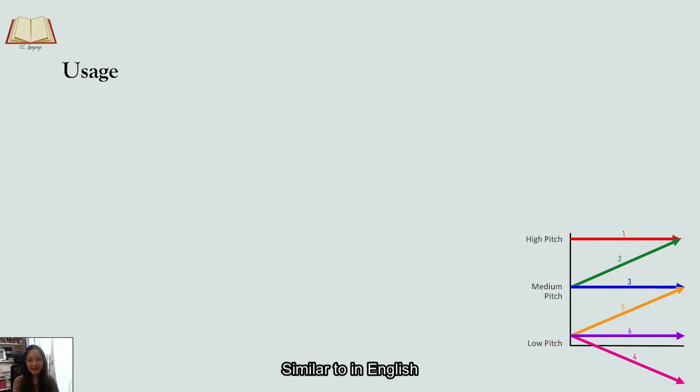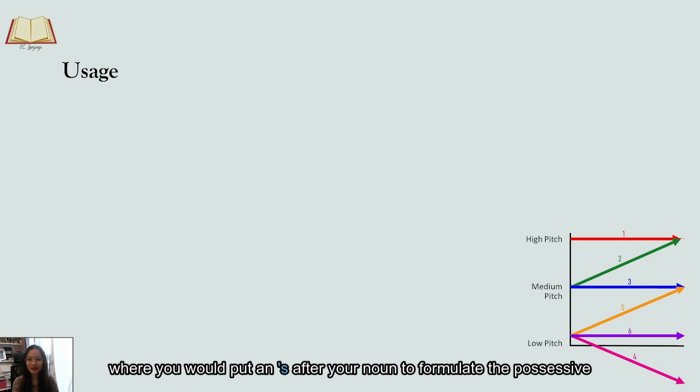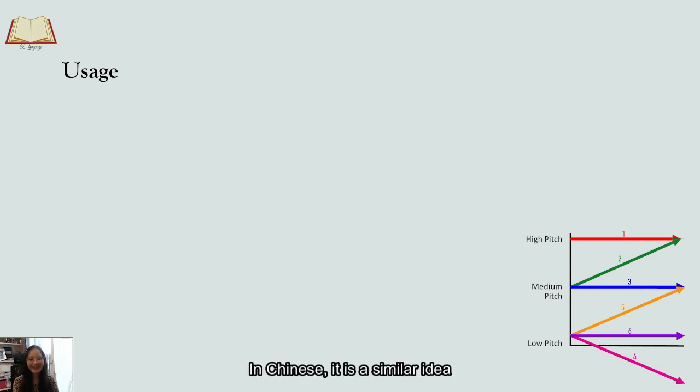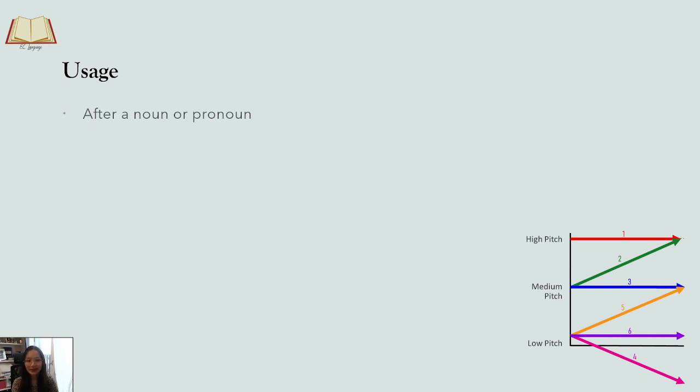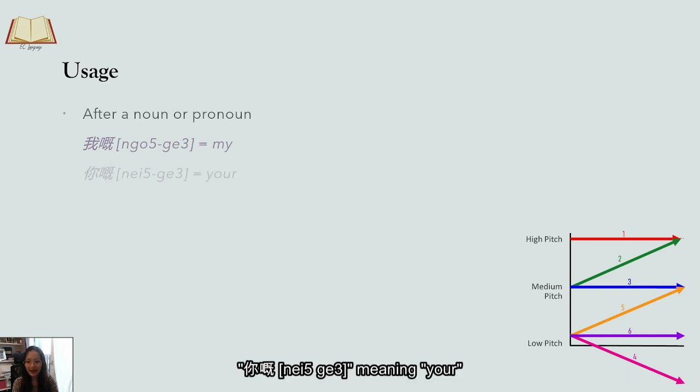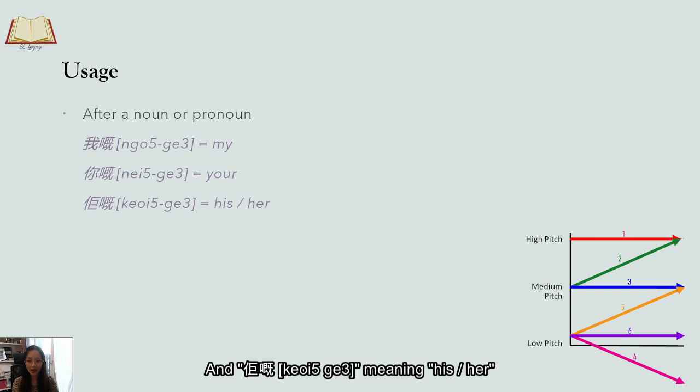So similar to in English, where you would put an apostrophe s after your noun to formulate the possessive, in Chinese it's a similar kind of idea. You put ge at the end of a noun, and it even works for pronouns as well to formulate the possessive. So here we have ngo ge, meaning my, lei ge, meaning your, and ko ge, meaning his or her.